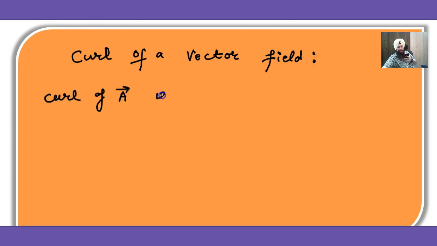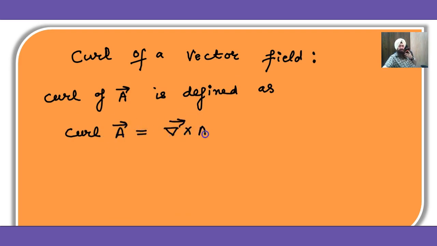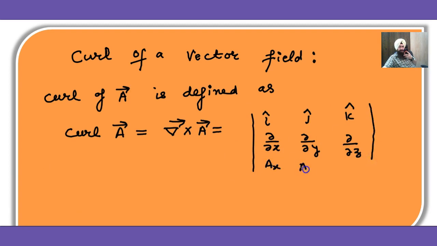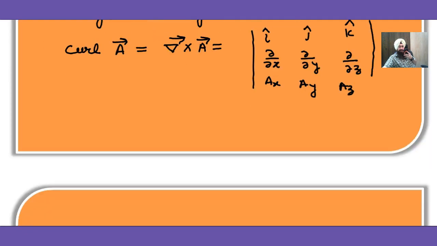Now lastly we learn what is the curl of a vector field. It is defined as del vector cross A vector. This is called the curl of A. A cross product between the two. You know how we get the resultant quantity. We make a matrix with i cap, j cap, k cap, components of the del operator, components of A. Now just opening the bracket.